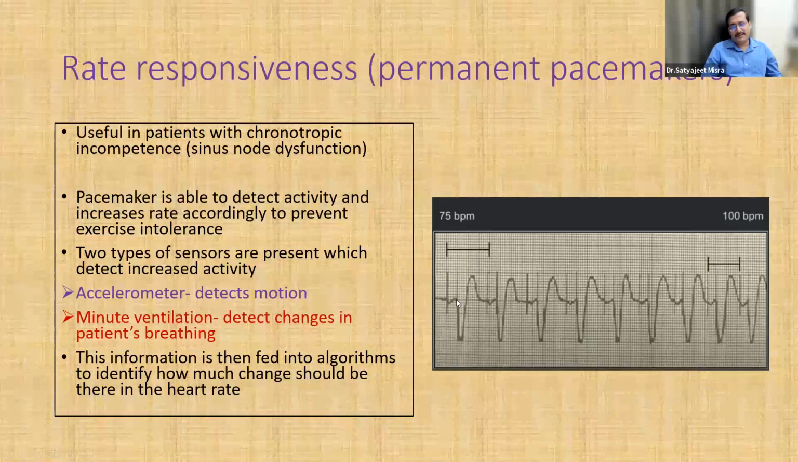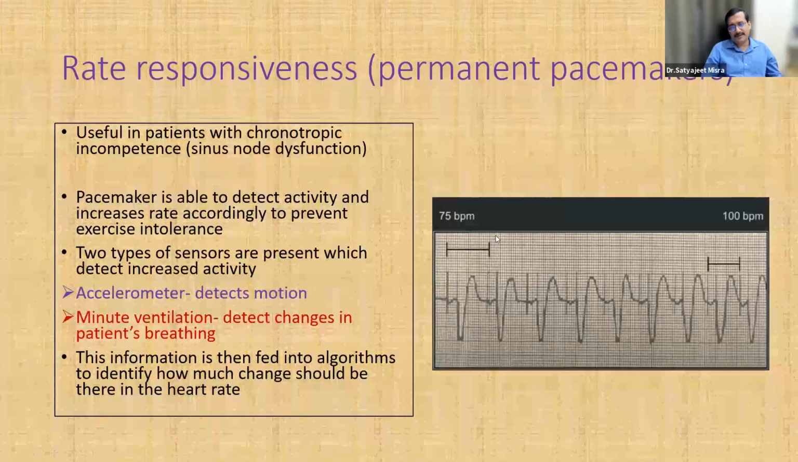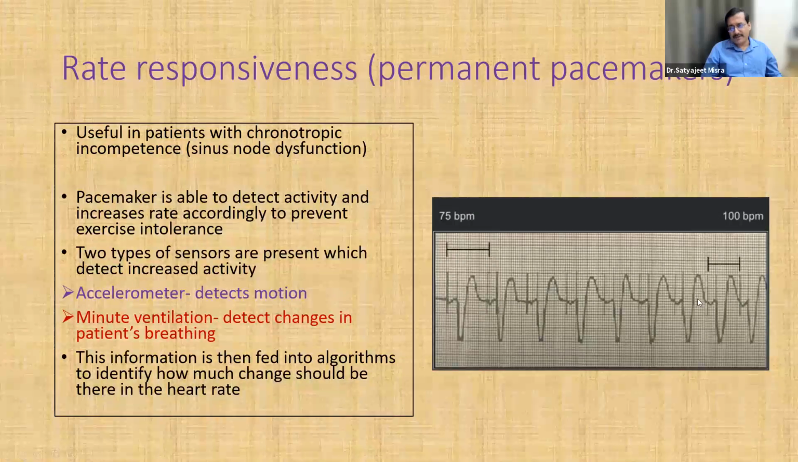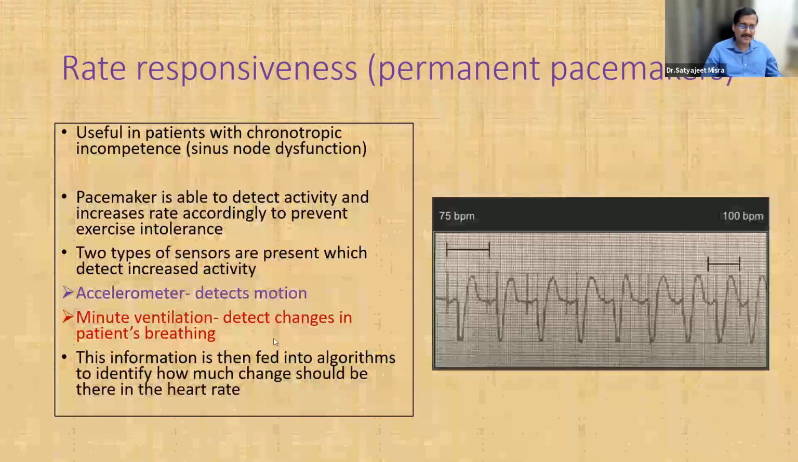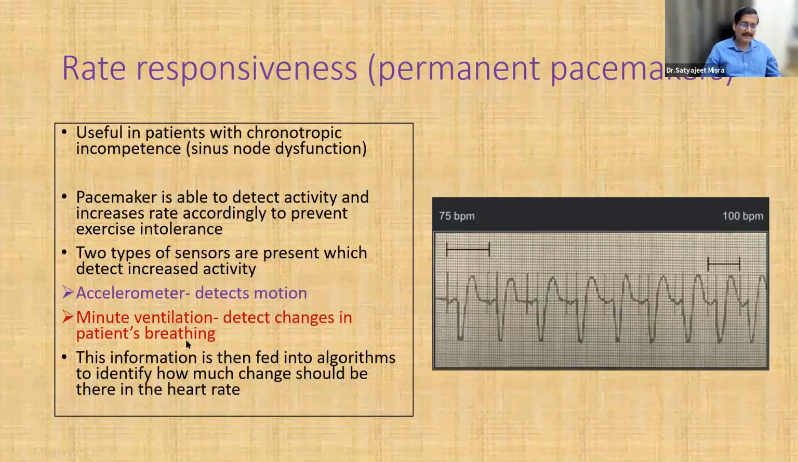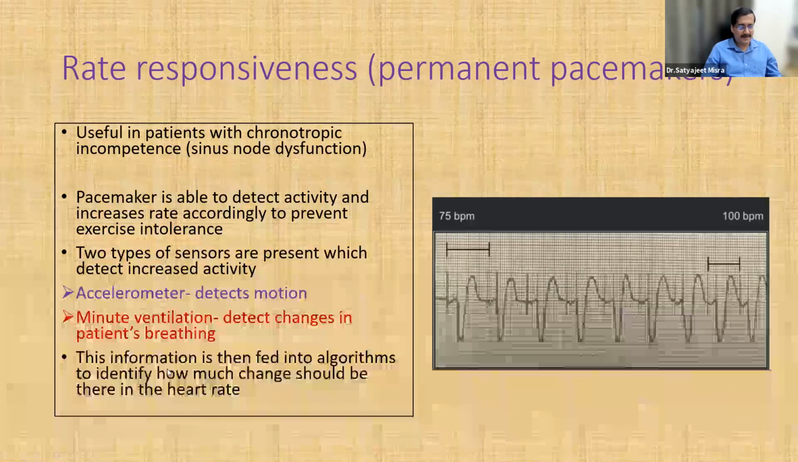So basically, rate responsive is, see this rhythm strip. Here it's pacing at a rate of 75, probably when the patient is in a basal state. And when the patient's activity level increases, the same pacer starts pacing at an increased rate of 100 beats per minute. How it does that is, there are sensors capable of detecting motion, either an accelerometer, which is the most common thing that these rate responsive pacers have, or there are some pacers that can detect changes in minute ventilation. So obviously, if the patient has fever or hyperventilation and so on, then also the heart rate should go up, and that's how it goes up, by detecting changes in the minute ventilation.